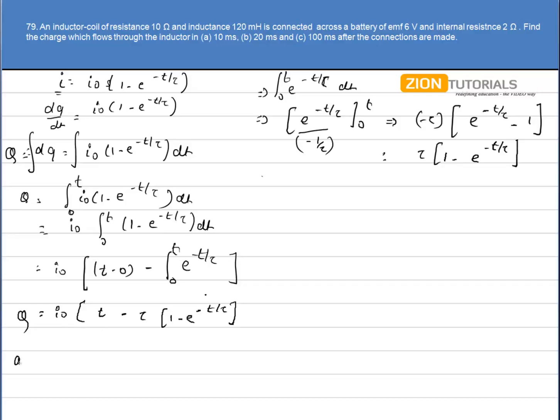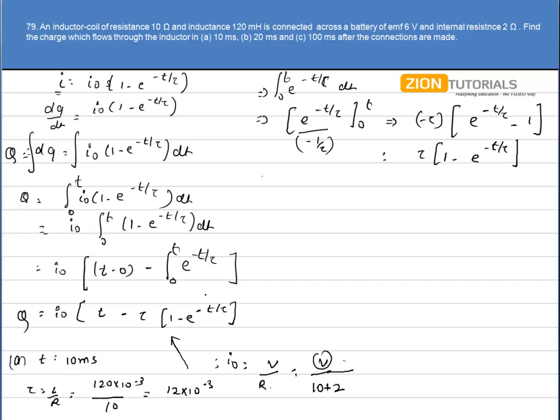Now in part A, that is at time 10 millisecond, we know tau is given by L by R, that is 120 into 10 to the power minus 3 by 10, that gives me 12 into 10 to the power minus 3. And now we have to substitute all the values in this equation. Also I naught, that is the peak current flowing, will be equal to V upon my total resistance. So total resistance is 10 plus 2, because 2 is the internal resistance and 10 is the actual resistance, and V is 6, so it comes out to be 0.5 ampere.